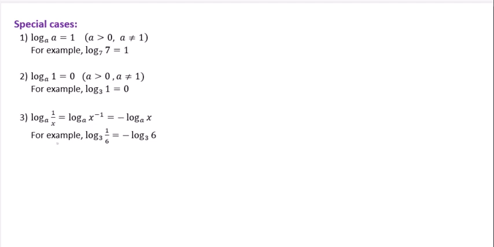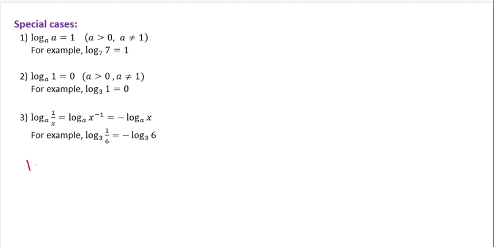Okay, the third one is log to base a of 1 over x simply equals log to base a of x to power of negative 1, which is equal to negative log a of x. Fine. Let's take an example and explain it step by step.